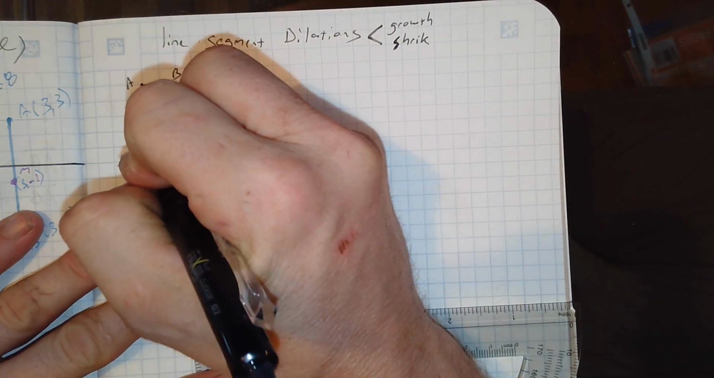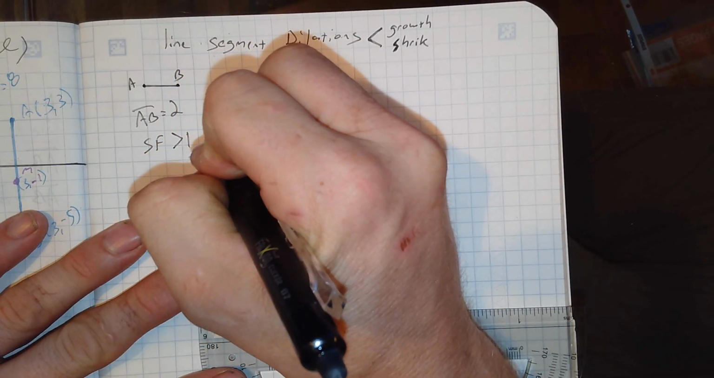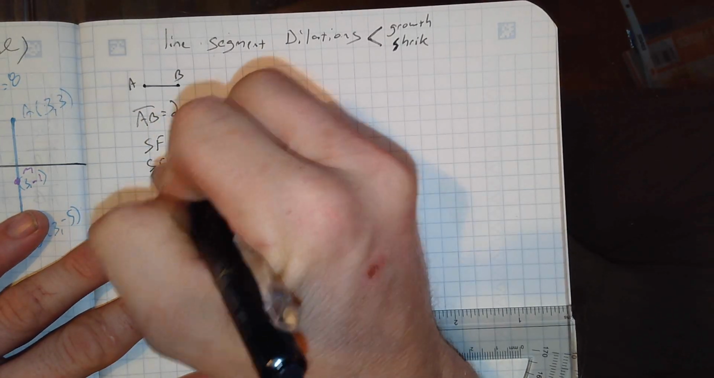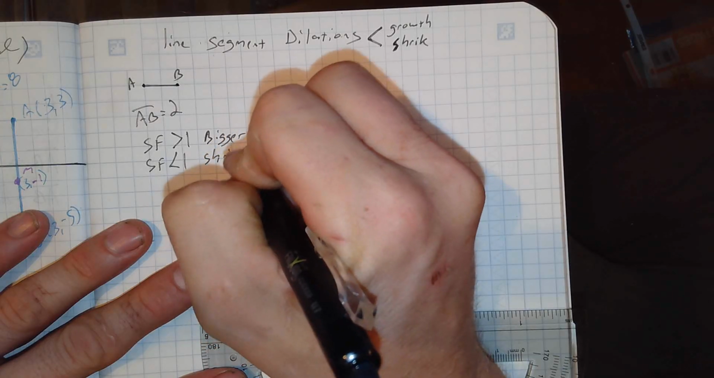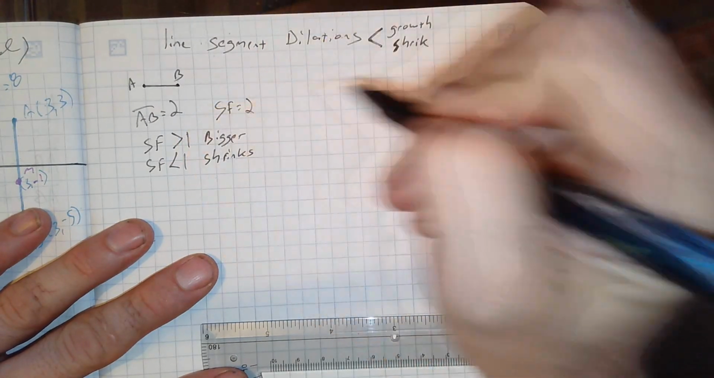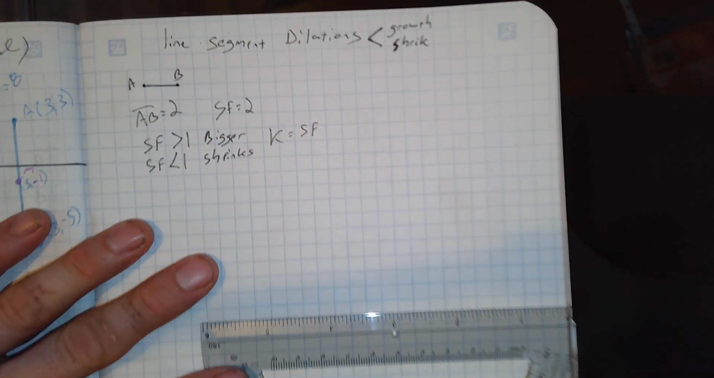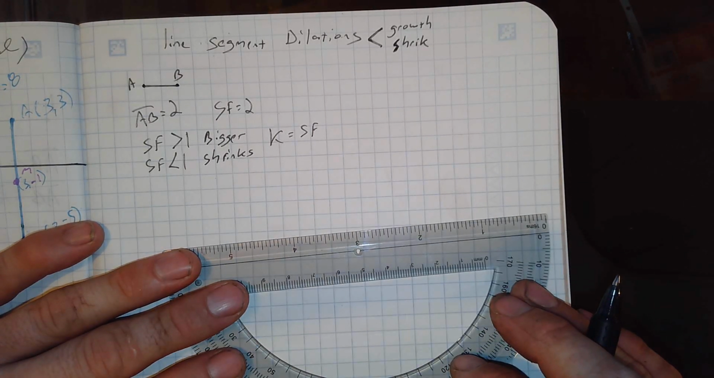And if the scale factor is greater than 1, it gets bigger, in this case longer. If the scale factor is less than 1, it shrinks. It gets smaller. Okay, so let's say that I apply a scale factor of 2. Scale factor also is sometimes known as K. So that means I'm just going to double the length of this line.